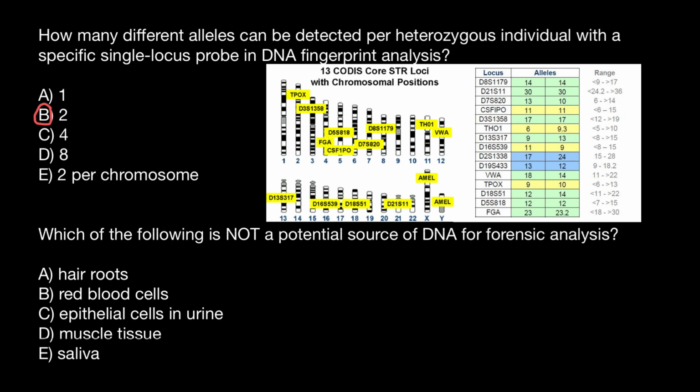Now we can move to the second question. Which of the following is not a potential source of DNA for forensic analysis? Not much to explain here, you just have to memorize that only red blood cells don't have a nucleus, and all the rest of the cells have a nucleus and have DNA, have chromosomes, and we can perform genetic analysis and make a genetic fingerprint.